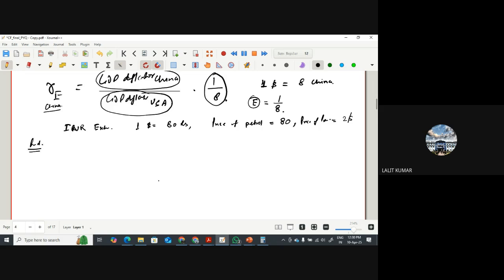So real exchange rate will become epsilon is equal to 80 by 2 into 1 by 80. So epsilon is equal to 1 by 2. So real exchange rate in this case will become $1 is equal to 2 rupees. Is this okay? Yes. Okay.